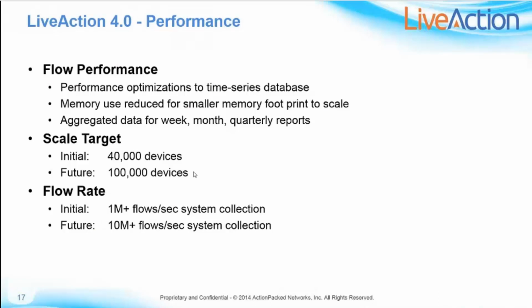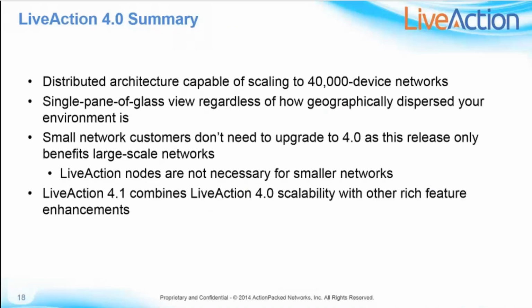Our flow rates are outstanding because of our proprietary encrypted database that we've developed. So it's 1 million flows per system collection, and we'll be looking at scaling that to 10 million flows in the near future. But once again, we're an industry leader right now where other flow collectors have a hard time running over 250,000 flows. We easily can run 1 million flows today. So it is a distributed architecture capable of scaling to 40,000 device networks now with a single pane of glass view through a graphical interface.